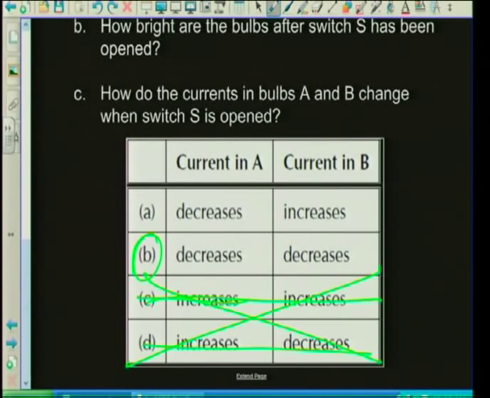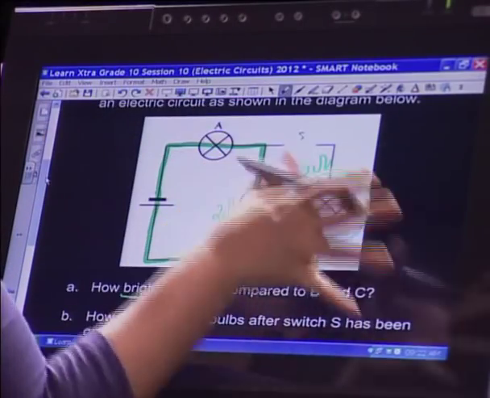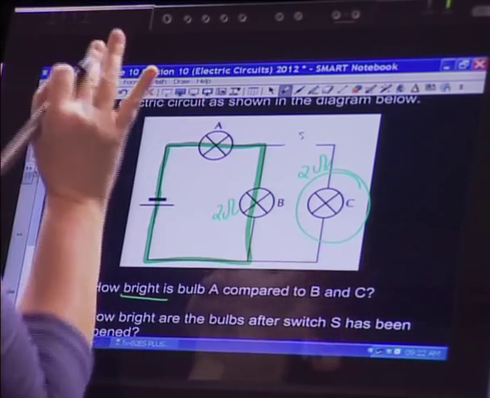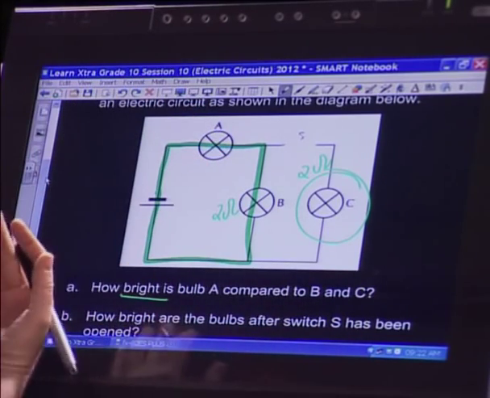Current in B will also decrease because my total has decreased, so it's B. Okay, hard question to start off with. We thought we'd just dump you right there in the deep end as we go along. The nice thing about this is there's no calculations. Okay, this is a qualitative question. I only want descriptions. Be careful, grade 10s.